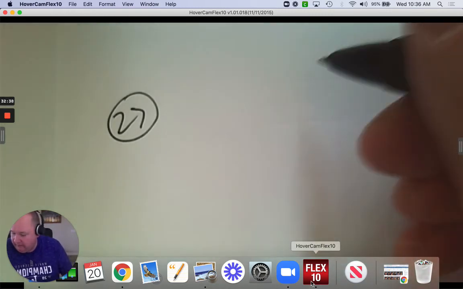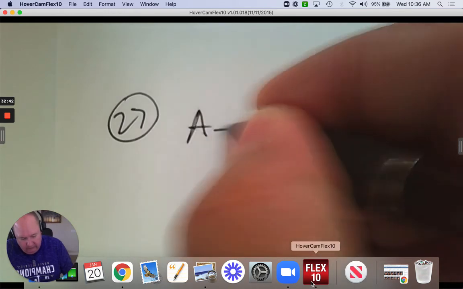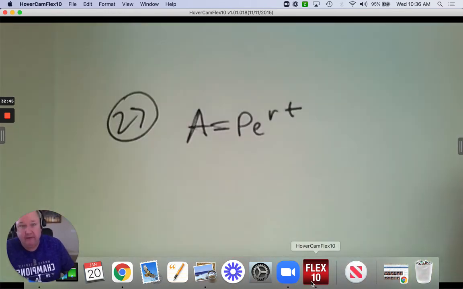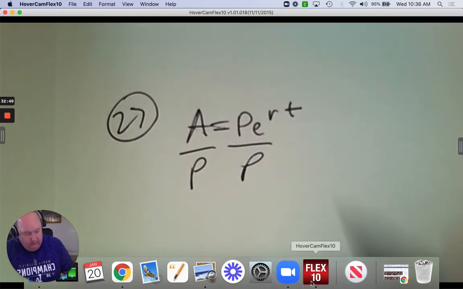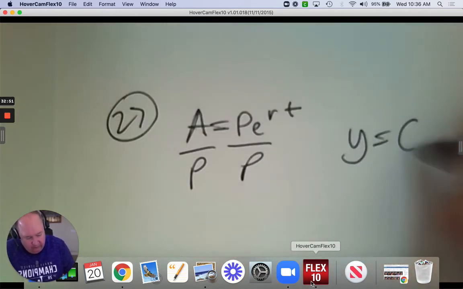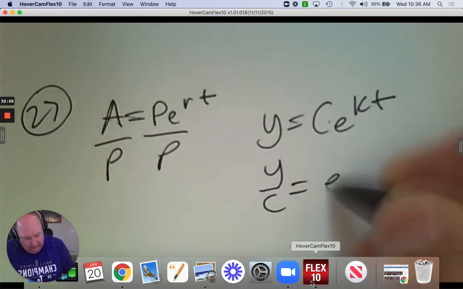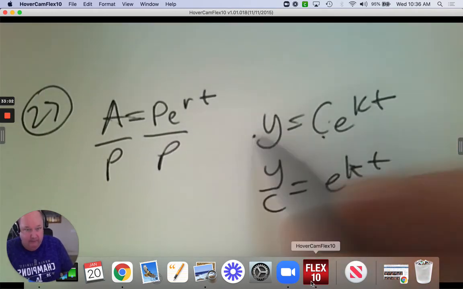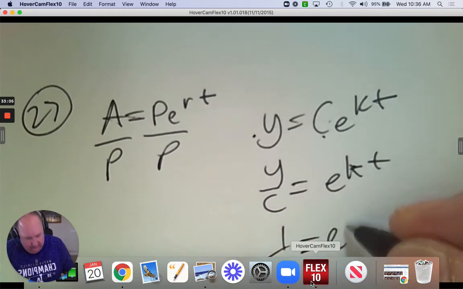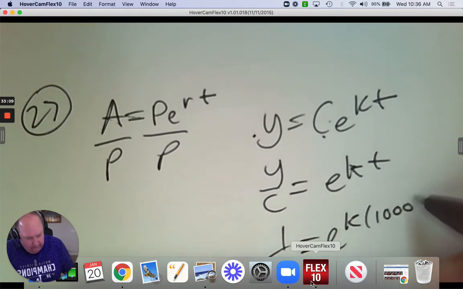In number 27, a radioactive element has a half-life of 1,000 years. So we can still use this for half-life. It just means that when I divide, in fact, here, let's use this one. It's the same formula, but let's just use this one. So half-life means that when I divide this, it's half, right? So whatever the initial amount was divided by what it became, that's half. I need to find the rate first. The half-life is how many years? 1,000 years. So there's step number one.